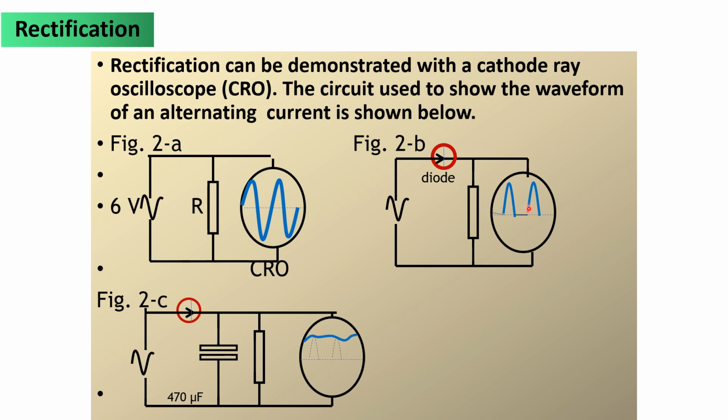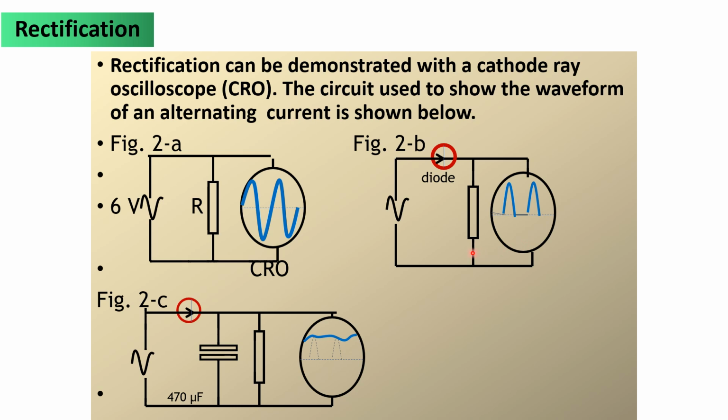All right. So we call this rectification, the conversion of alternating current into a direct current. We now consider this to be direct current because now the waveform only shows the positive current. The negative current has been eliminated.